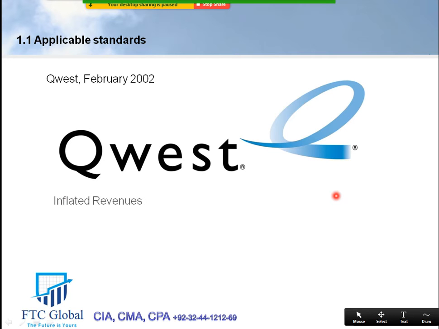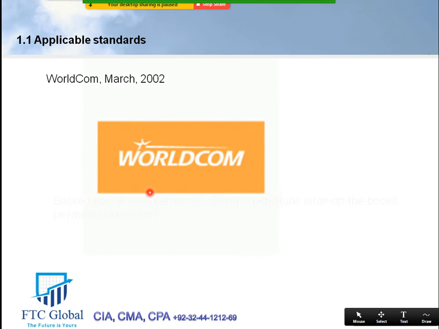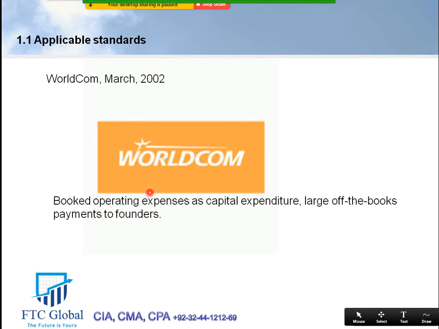Then again, Qwest, February 2002. All these were listed companies. WorldCom, remember, is the largest corporate scandal to date, in history. WorldCom was the world's largest telecom company in 2002. This company booked operating expenses as capital expenditure. It played with revenue and capital expenditures, and it made large off-the-books payments to its founders. Dr. Bernie Ebbers, if you read the history, was the chief executive officer of WorldCom. He holds a PhD in law, but his law degree couldn't save him. He's still serving a life term in jail. So this was the largest fraud in history, WorldCom, 2002.